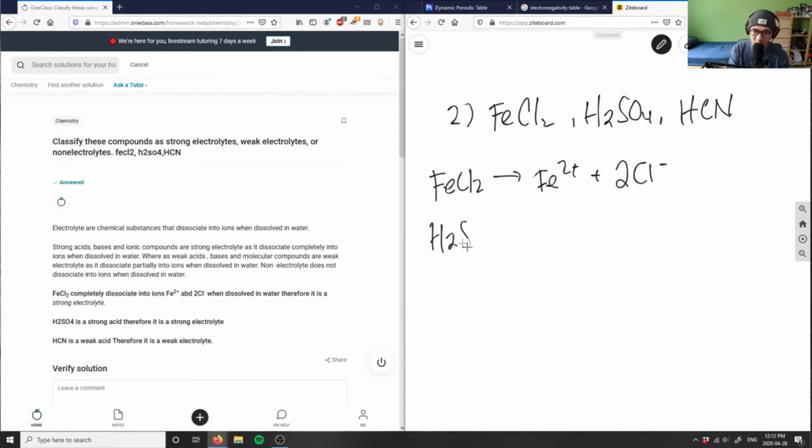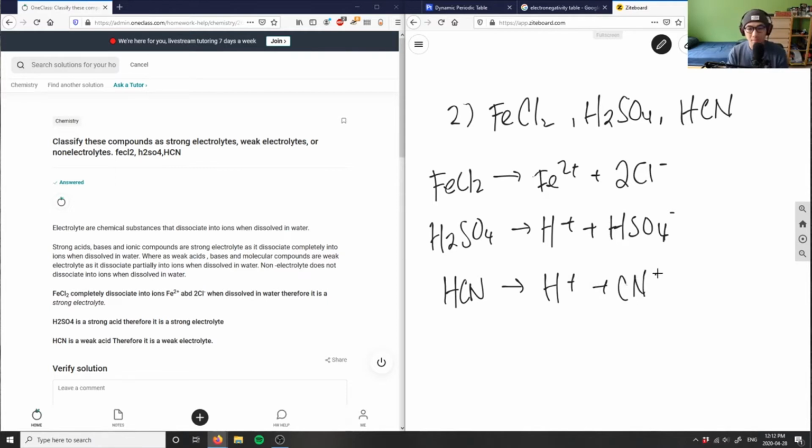We have H2SO4. This dissociates into, again, H+ and HSO4- here. And then finally, we have HCN here, and this dissociates to H+ and CN-, and this is hydrogen cyanide here. So we have all of these compounds here.